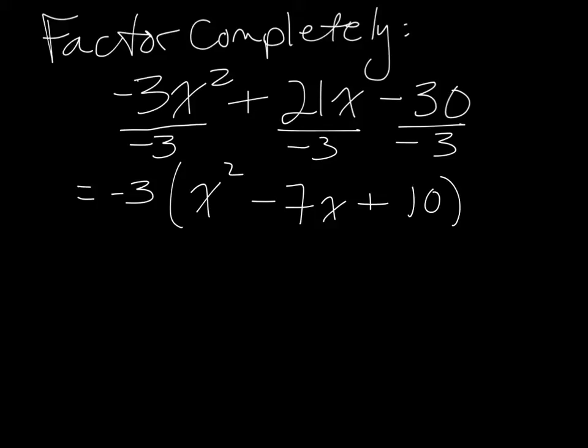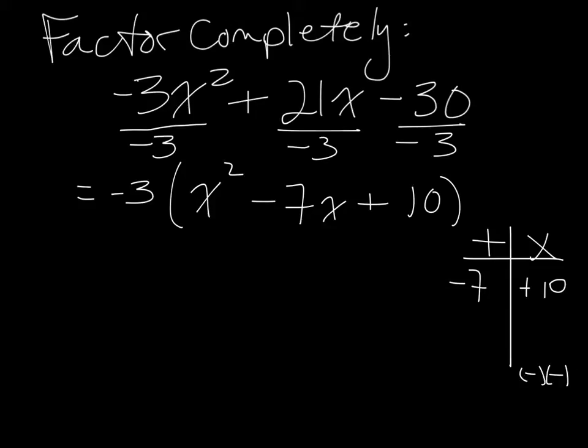Now, once I've gotten the 3 out of this, I can factor what's inside these brackets. So like before, I'm going to take a second and draw my plus times table. I know I'm going to add to negative 7, and I'm going to have to multiply to positive 10. When I see this pattern that I'm going to multiply to a positive but add to a negative, you need to recognize that your 2 factors are going to be 2 negatives.